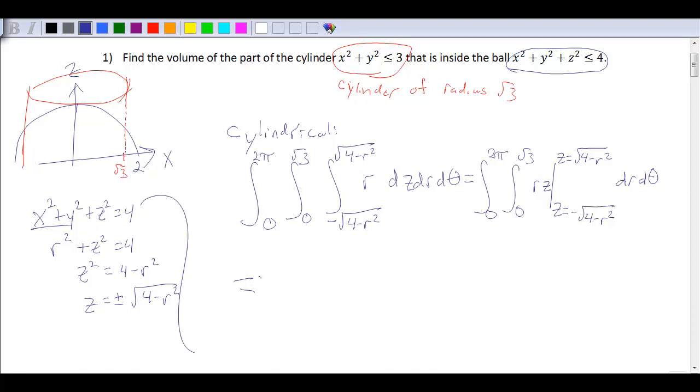So let's continue this integral down here. I get an integral 0 to 2 pi, integral 0 to square root of 3. I'm going to plug in z as square root 4 minus r squared, so it gives me r times square root 4 minus r squared. Then I subtract, when I plug in z as negative square root 4 minus r squared. Subtracting a negative gives me a plus, and I'll get r times, again, that square root 4 minus r squared, and then dr d theta.